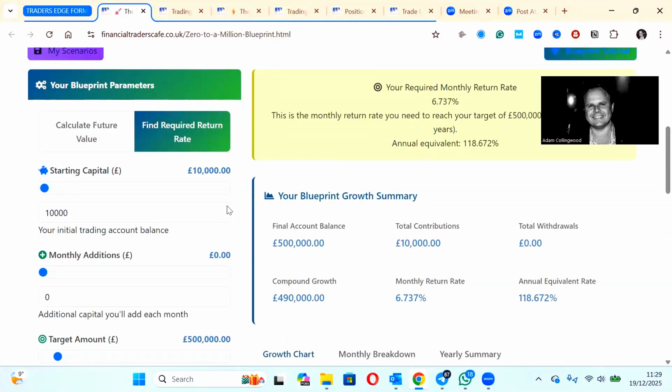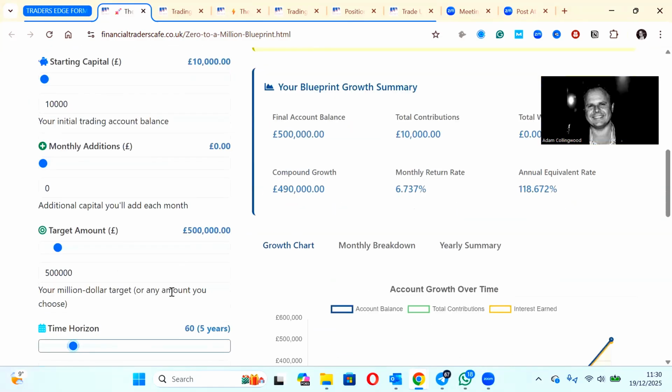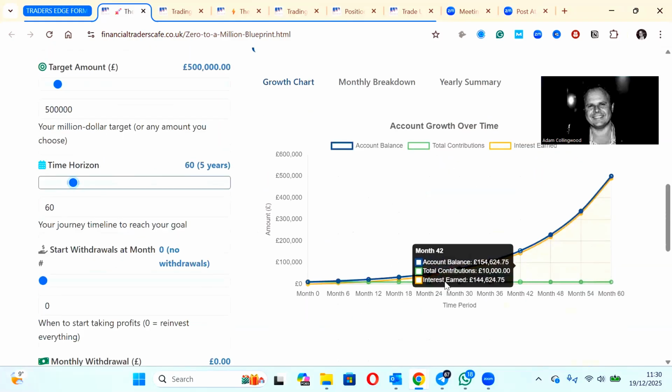So what this is telling us is that you would need a required monthly return of 6.737%. Do you think that's achievable? I do. Definitely achievable, 6.737%. But it's going to take you 5 years to do it, and you need to do it systematically. So that's the compounding effect.